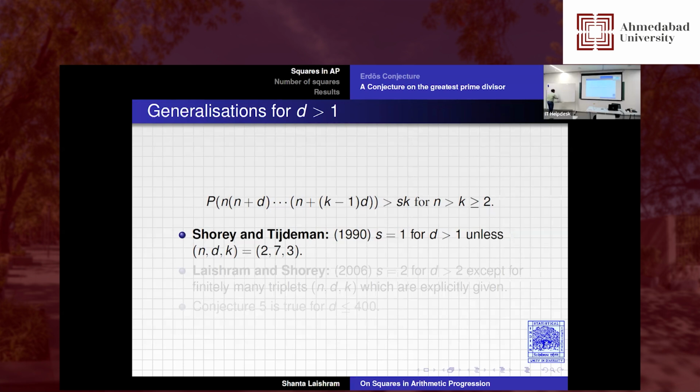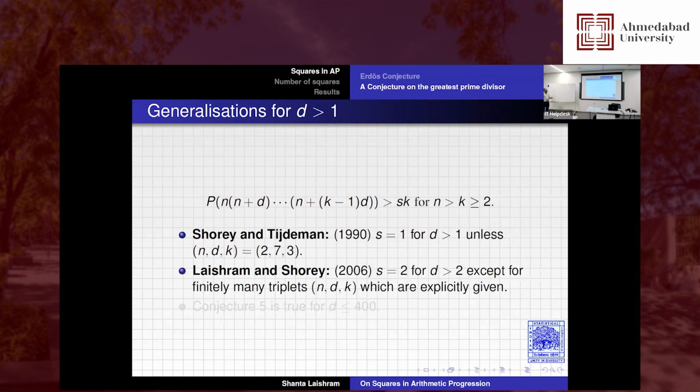If you look at this, 2 plus 7, 2 plus 2 into 7, this is 2 into 9 into 16. So the largest prime factor is 3. So it doesn't have a prime factor bigger than 3. And what Sylvester-Tijdeman says is that for k bigger than or equal to 3, this is the only case where it doesn't have a prime factor bigger than k.